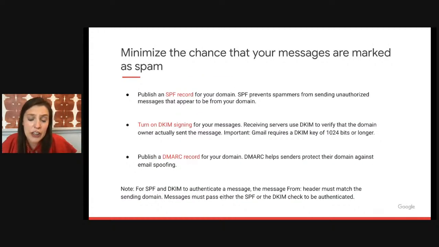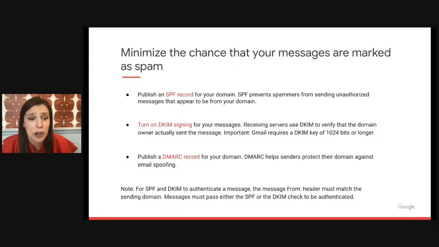Now, we want to make sure that you minimize the chance that your messages are marked as spam. We talked through before the SPF, DKIM, and DMARC records, but really make sure that your SPF prevents spammers from sending unauthorized messages to appear from your domain, that you turn on DKIM for signing your messages, so receiving servers use DKIM to verify the domain, that you are the one that actually sent the message. And Gmail also requires a DKIM key of 1024 bits or longer. So make sure that you have that added to the authentication of your emails.